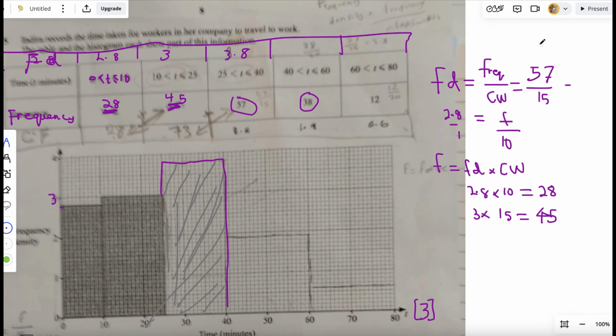So we say 38 over the class width. You read the class width from here to here: 40 to 60 is 20, right? The class width is 20. So we say 38 divided by 20, which is 1.9. So here the frequency density is 1.9.